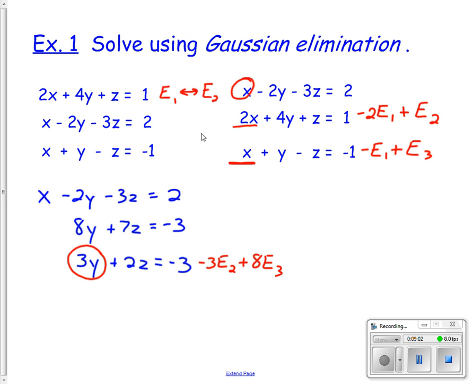So the first equation will stay the same. X minus 2y minus 3z equals 2. The second equation is also staying the same. 8y plus 7z equals -3. But now my third equation, I'm going to have a -24y plus 24y, which will be 0. I'll have a -21z plus 16, which will give me a -5z. And I'll have a 9 minus 24, which will give me a -15.